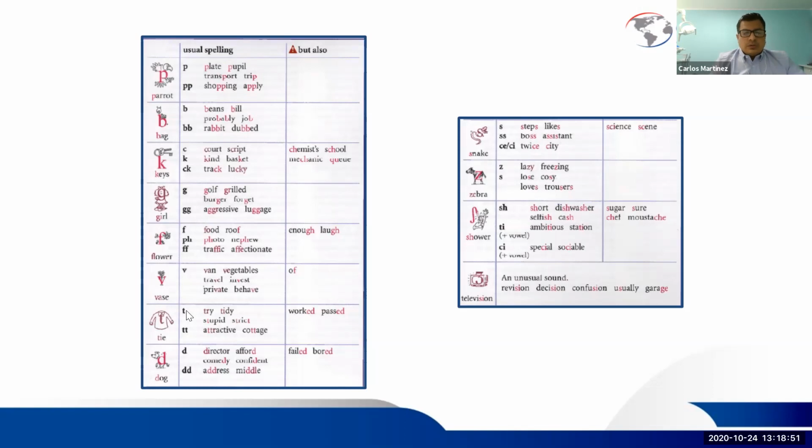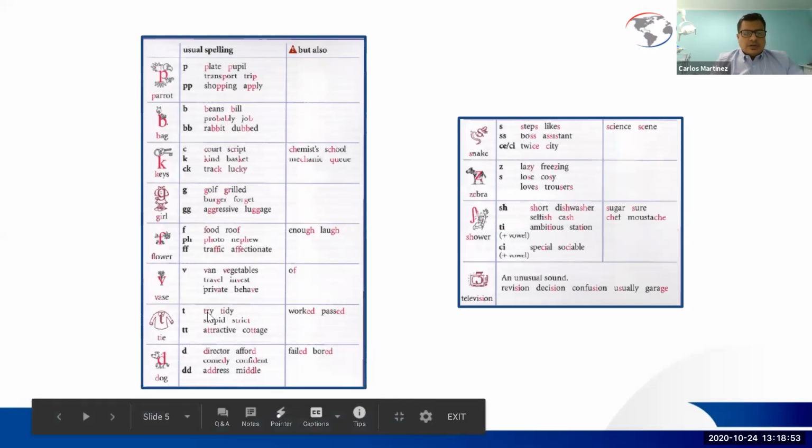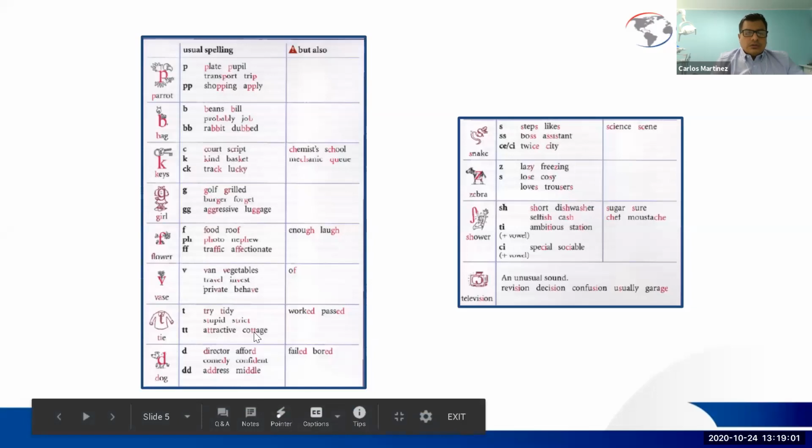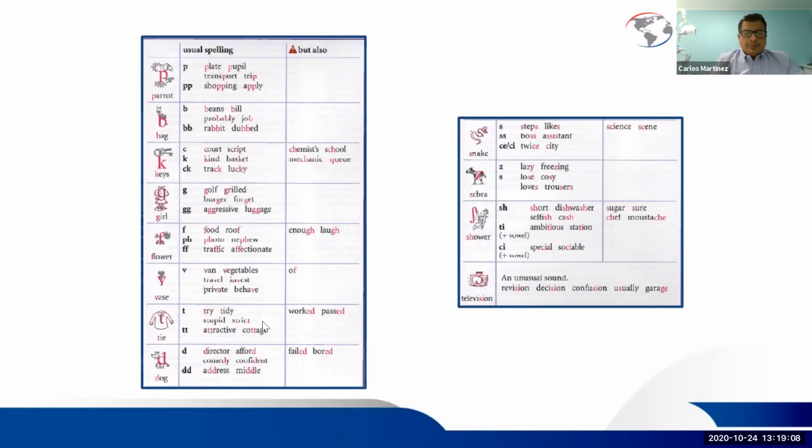Now we have the T, like in tie. It can be represented with one T or two Ts, like in try, tidy, stupid, strict, attractive, or cottage. Notice again how the letter T is the same sound: try, cottage, attractive, tidy, okay? And sometimes also with the ED for the past of some verbs, which we're going to see also in this class. Worked, worked, and past. Okay, these two letters produce a T sound, worked and past.